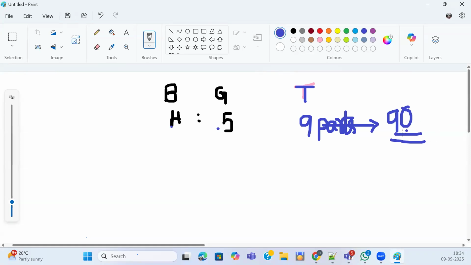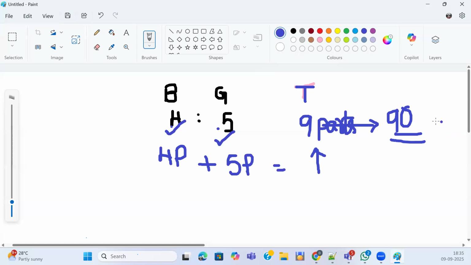Because one part is equal to... So what is the total? Total means what? Boys plus girls. Boys, how many parts are there? 4 parts are there. You would say 4x, right? Instead of that, I am taking 4 parts. What is girls? 5 parts, right? Total means 4 parts plus 5 parts is equal to 9 parts.